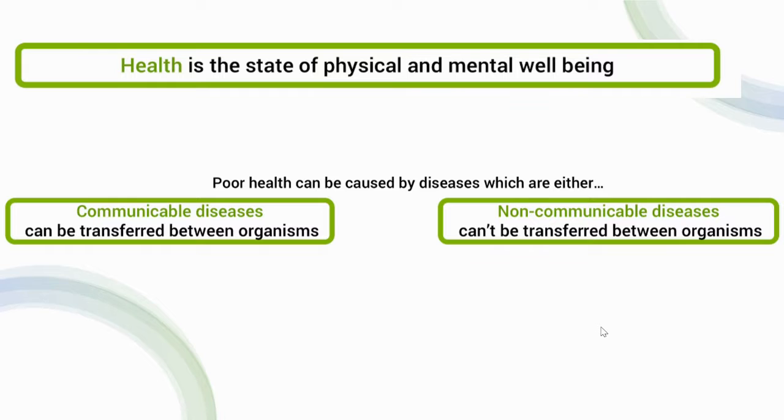Essentially, health is a state of physical and mental well-being in a person, and poor health can be caused by diseases which are either communicable or non-communicable. Communicable diseases are infectious diseases caused by pathogens and can be transferred between organisms. Non-communicable diseases are diseases that can't be transferred between organisms. In many cases, both groups of diseases can interact to cause ill health.